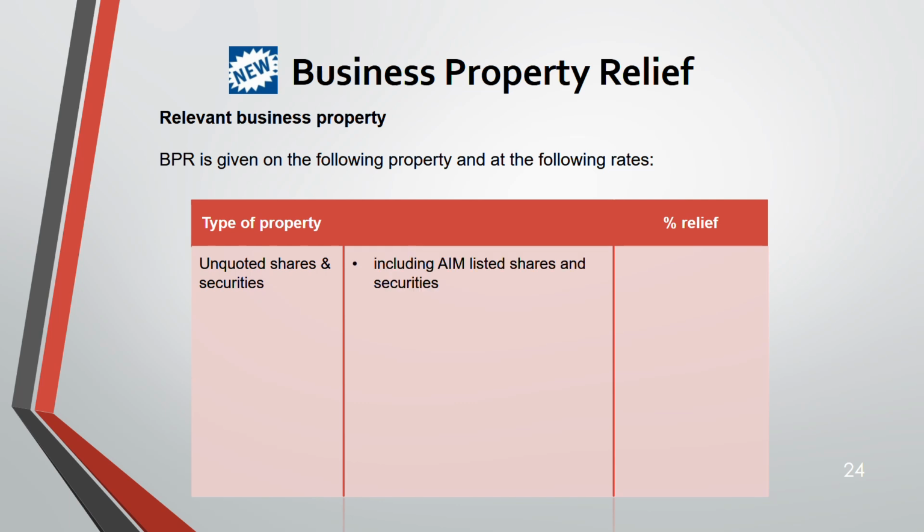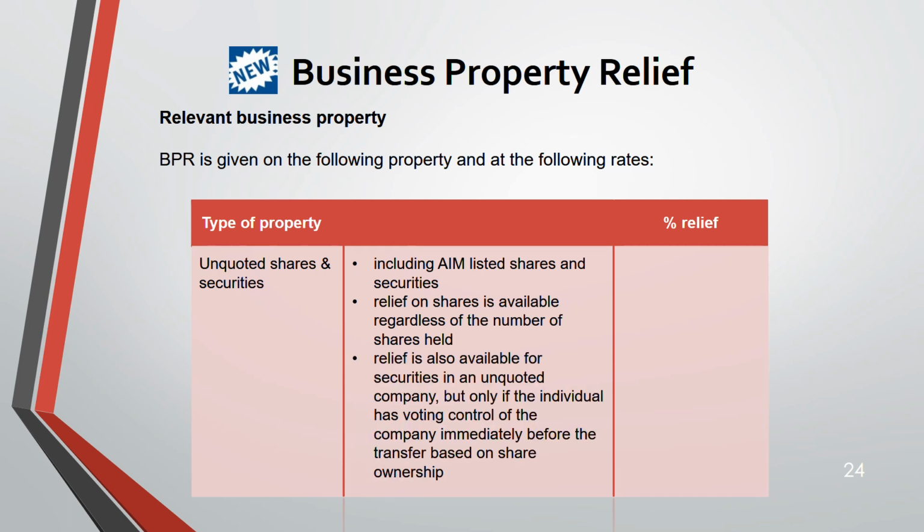Next, unquoted shares and securities. Unquoted shares means any AIM listed shares and securities. Relief on shares is available regardless of the number of shares held. The moment you have shares, any number of shares, relief will be given. Relief is also available for securities, but in an unquoted company, only if the individual has voting control of the company immediately before the transfer based on share ownership.